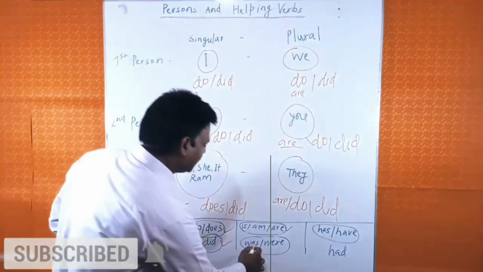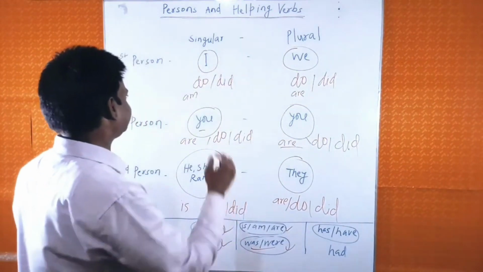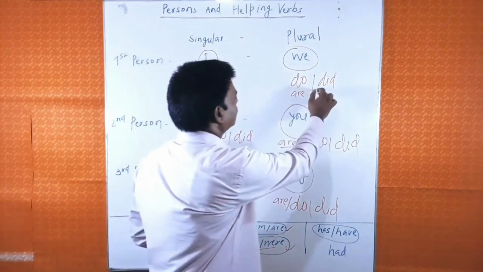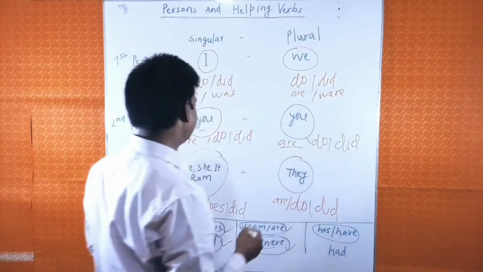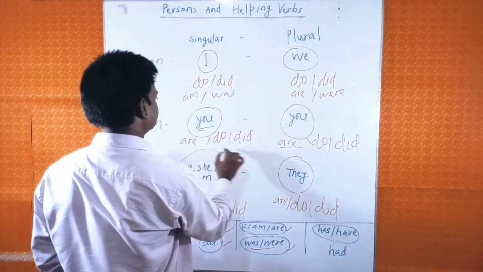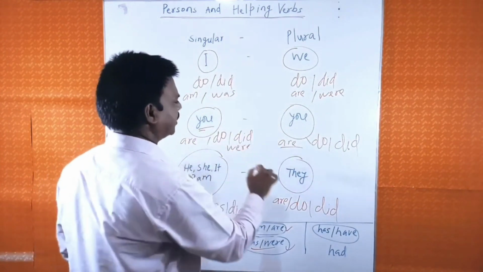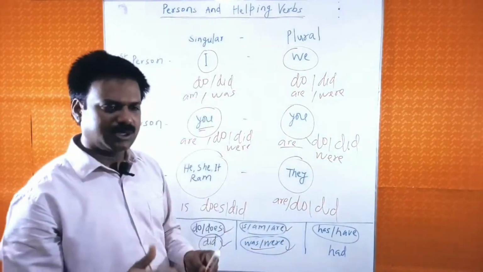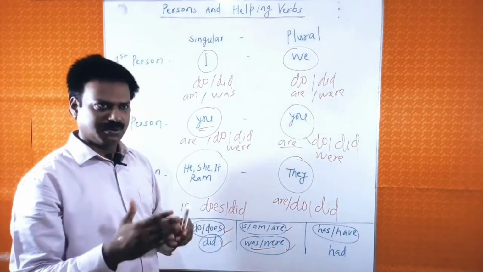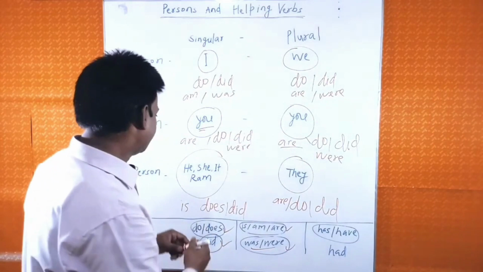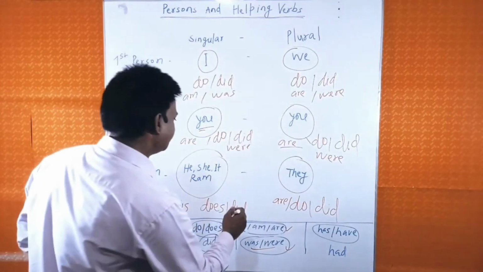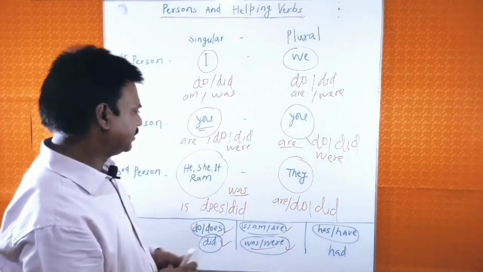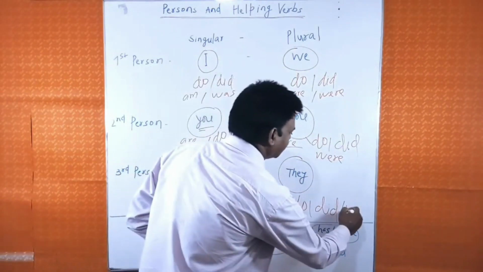Now second, we have was and were. We use was with I. We use were with we. We use were with you in both conditions. Basically you is used as singular and plural, but in both conditions the helping verb is always plural. With third person singular number we use was. For third person plural number we use were.